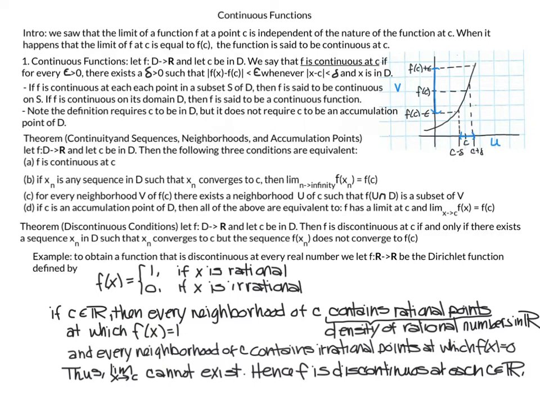We also had, as an example, that the irrational numbers are also dense in R, which means that every neighborhood of C will contain irrational points, at which f of those irrational points is going to be equal to 0.